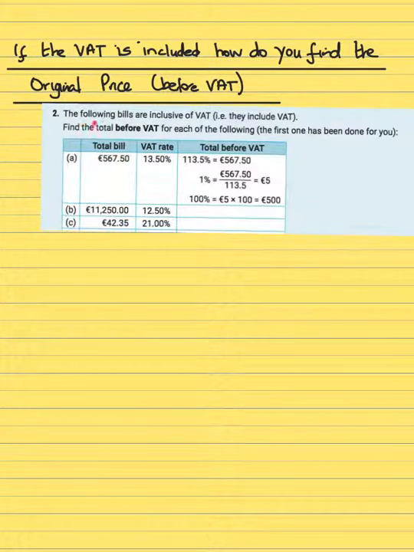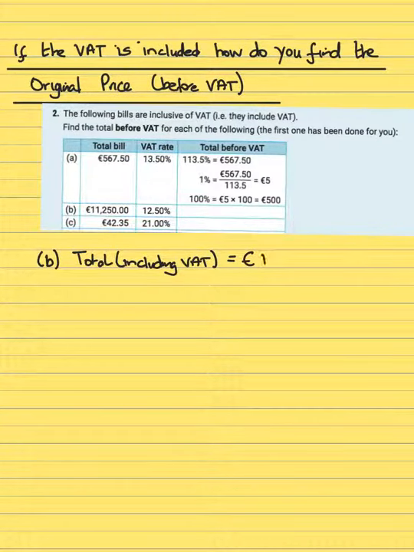Now, sometimes the VAT is already included in the price, and you want to see what was the price before VAT. So here the bills are inclusive of VAT, and we want to find the total before VAT. And once again, we will look at part B here. So the 11,250 is the total bill. It includes the VAT at 12.5%. So the total, including the VAT, is 11,250. Now the VAT is 12.5%. So we write that down.